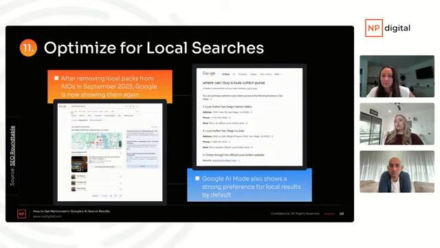And lastly, we shouldn't forget about local optimization. Local optimization is still important for AI overviews and for local businesses' search visibility overall. After briefly removing local packs from AIOs in September 2023, Google has now brought them back, and AI mode is showing a strong preference for local results now. This means if you're a business with a local presence, it's crucial to optimize your local listings, include accurate NAP details, and definitely structure your content to serve location based queries. Being AI visible now means being hyper relevant locally too, since AI overviews are consistently showing those local results to users.